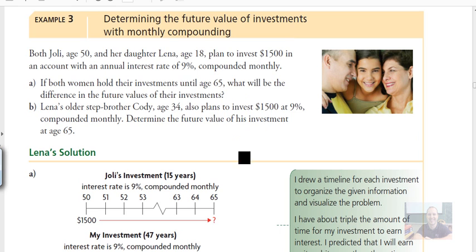Okay? So it says this: determine future value of investments with monthly compounding. So we're going to use our new formula, calculate I and N and all that sort of stuff. Let's take a look at it. Both Jolie, age 50, and her daughter Lena, age 18, plan to invest the same amount of money, that's $1,500, into an account with an annual interest rate of 9% compounded monthly. So the mom and the daughter putting money in the bank. If both women hold their investments until age 65, what will be the difference in the future values of their investments? So this is what I want to focus on.